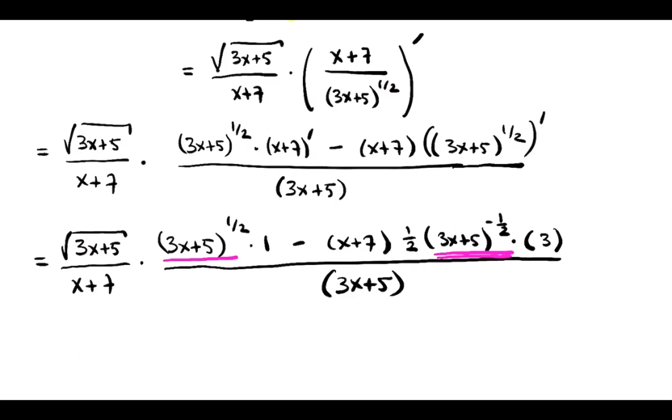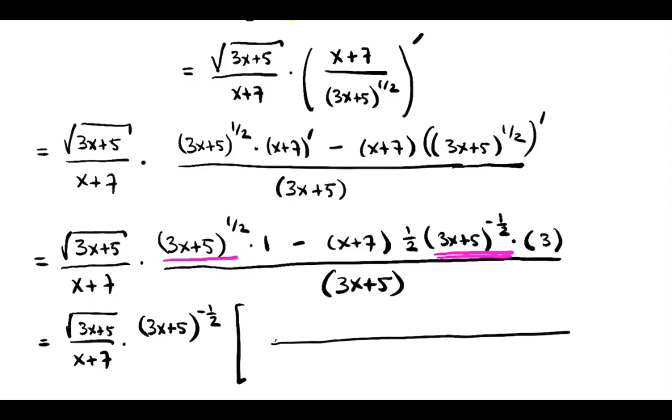All right, so this is going to be the last little bit of algebra I'm going to do. This factor out here, square root of 3x plus 5 over x plus 7, is not doing anything. And then I'm going to pull this 3x plus 5 to the minus 1/2 out of my numerator. Put that denominator down there. And then what would be left? I think the trickiest part probably is this thing.